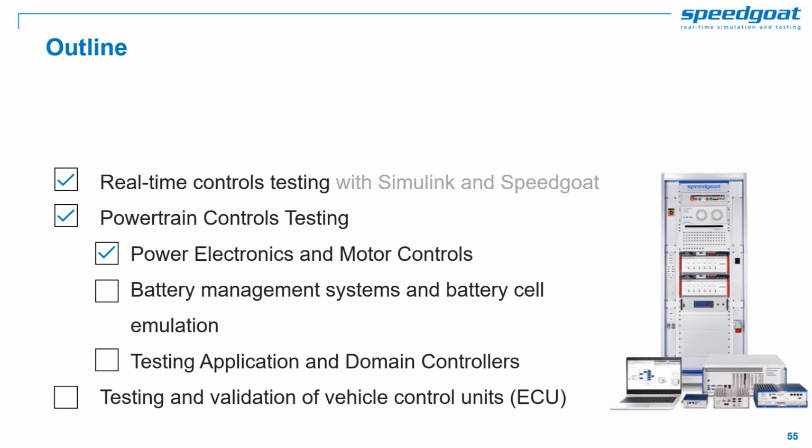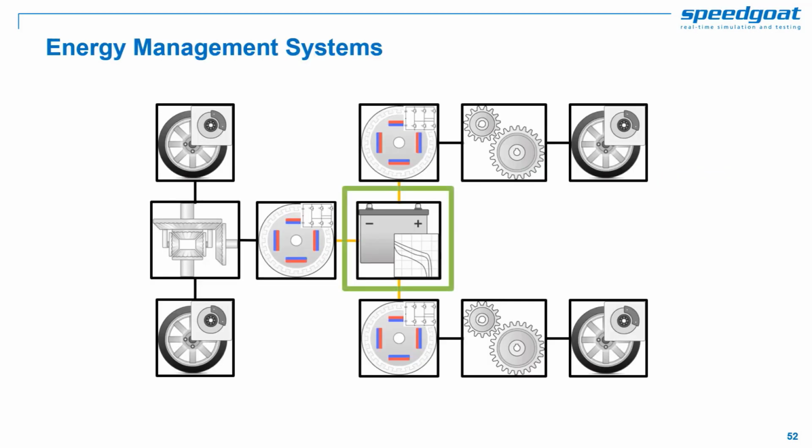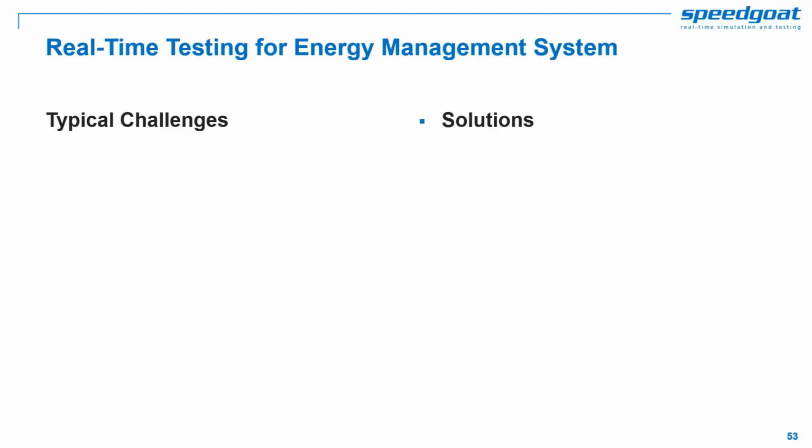So we have covered power electronics and motors through RCP, HIL, and power HIL. Let's continue our journey in automotive electrification with the energy source of an electric car. We'll focus on battery management systems and how to test these systems.